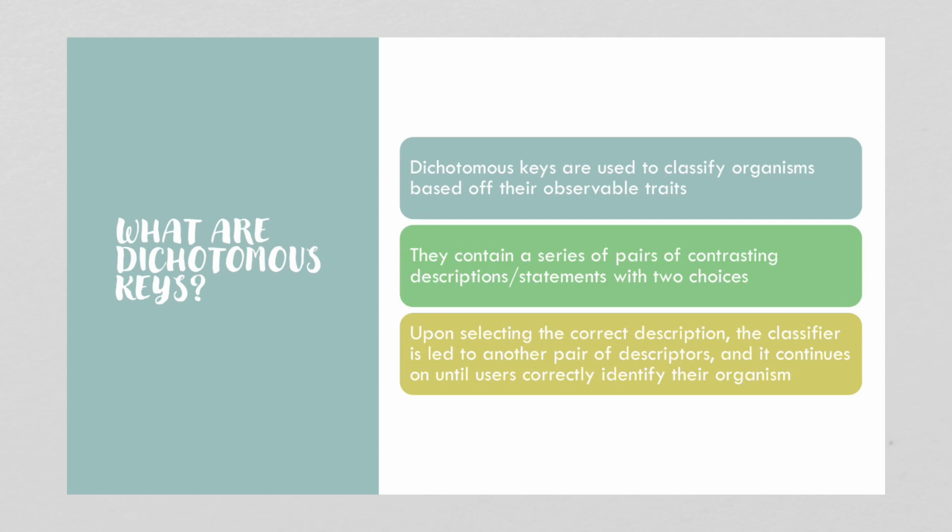They contain a series of pairs of contrasting descriptions or statements with two choices, sometimes answerable by yes or no, or some other easily identifiable choice. Upon selecting the right description, the classifier will be led to another pair of descriptors, and it will continue on until the users correctly identify their organism.